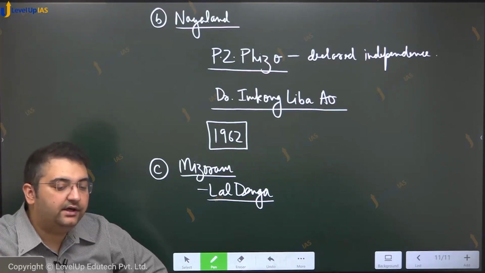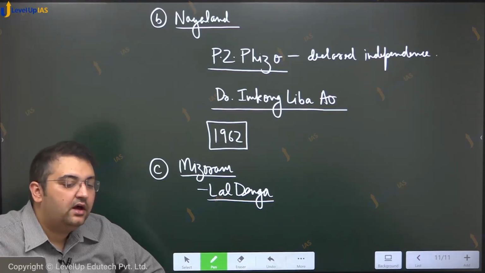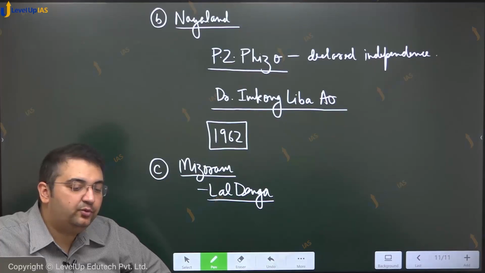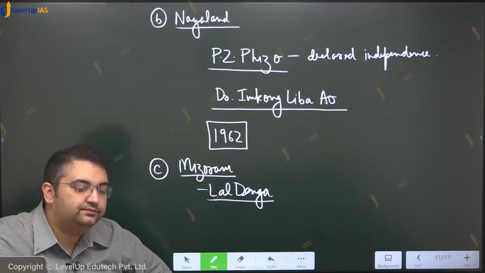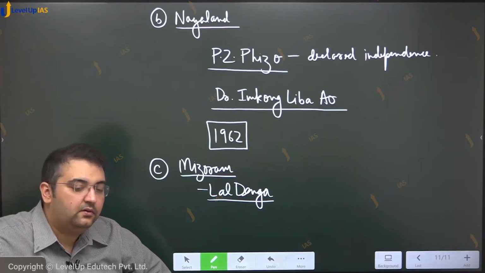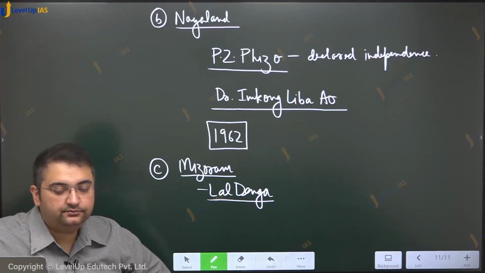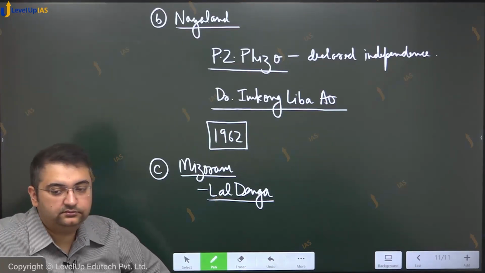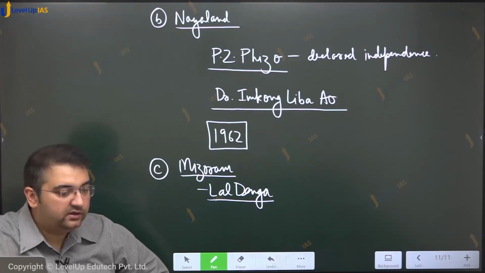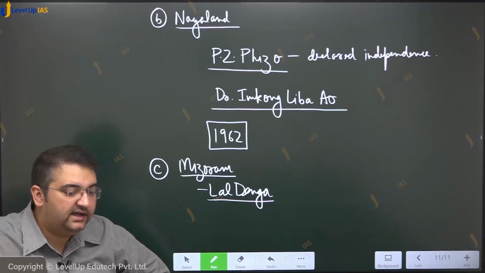However, a splinter group emerged. And the conflict continued till 1986, when a new accord was signed. According to this, Mizoram was given full statehood in 1986.